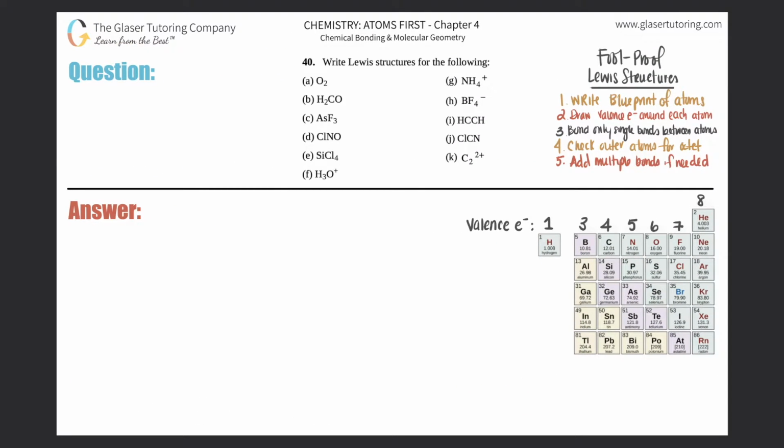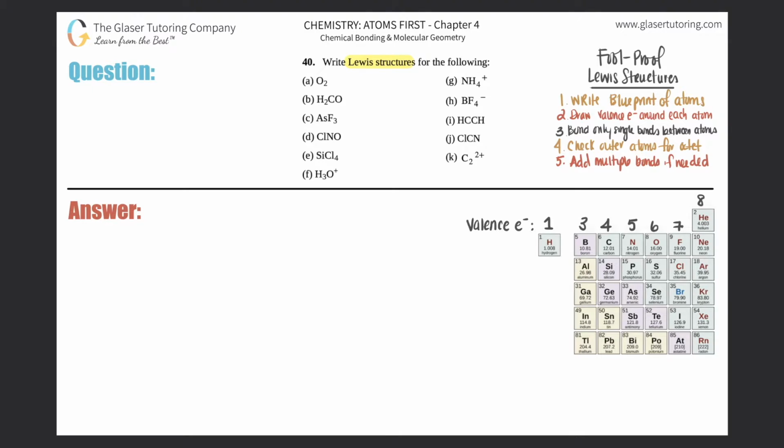Number 40, write Lewis structures for the following, and then we have A through K. I did a very similar problem in number 39. That one was the more in-depth version. If you are just starting off writing Lewis structures, go see that video. I'll go much more in depth in that video. This one will be more of a brief overview.